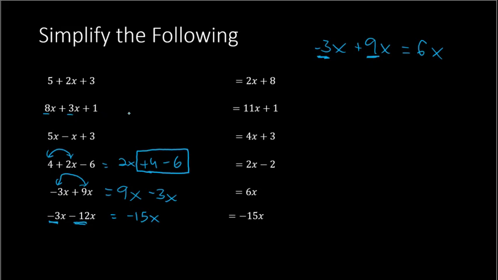8 plus 3 gives you 11x. 5 minus 1 gives you 4x. Here, negative 3 plus 9 gives you 6 x's. So negative 3 minus 12 gives you negative 15 x's for that one.